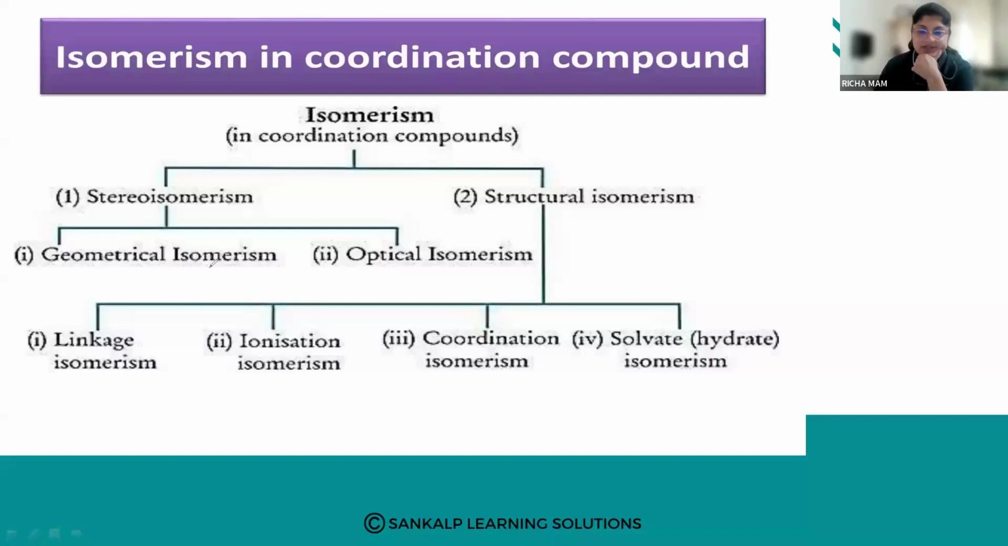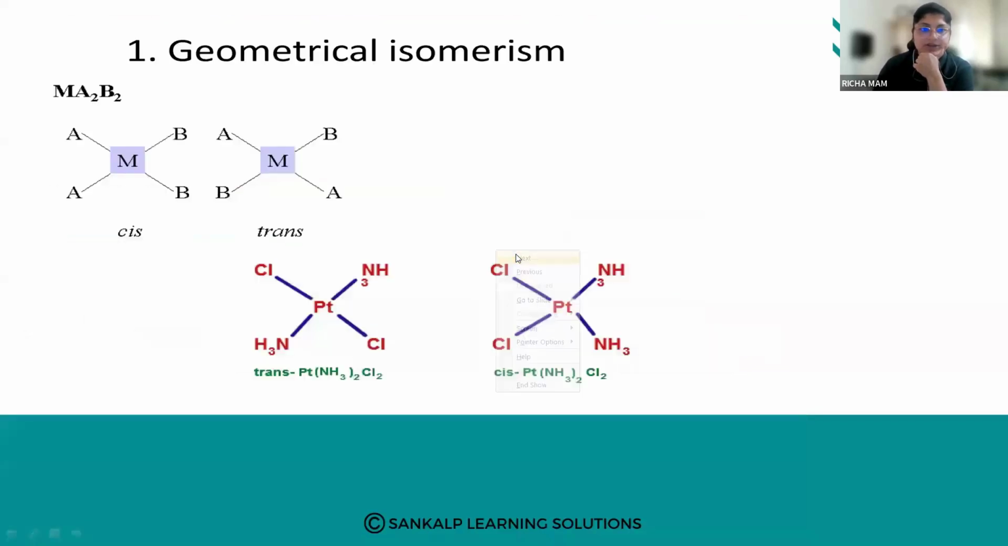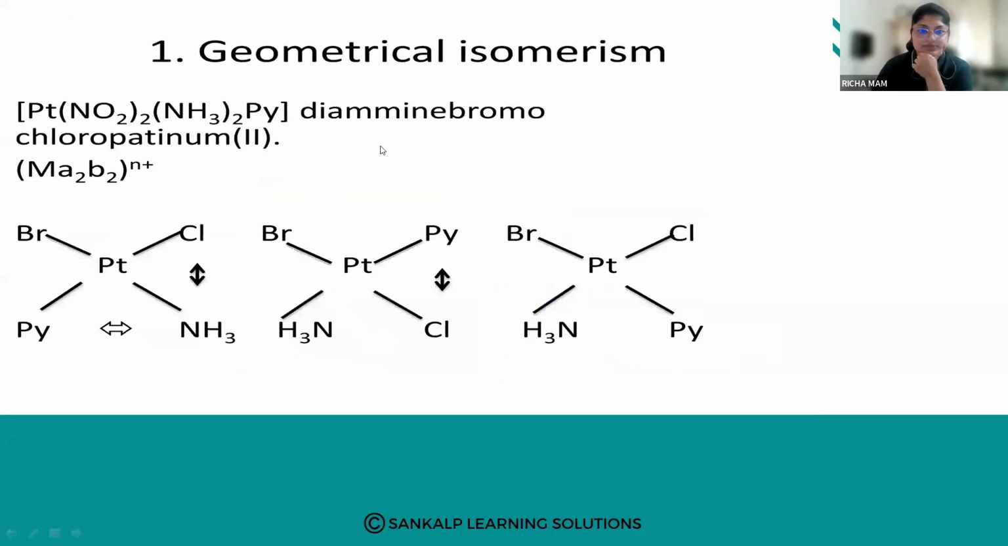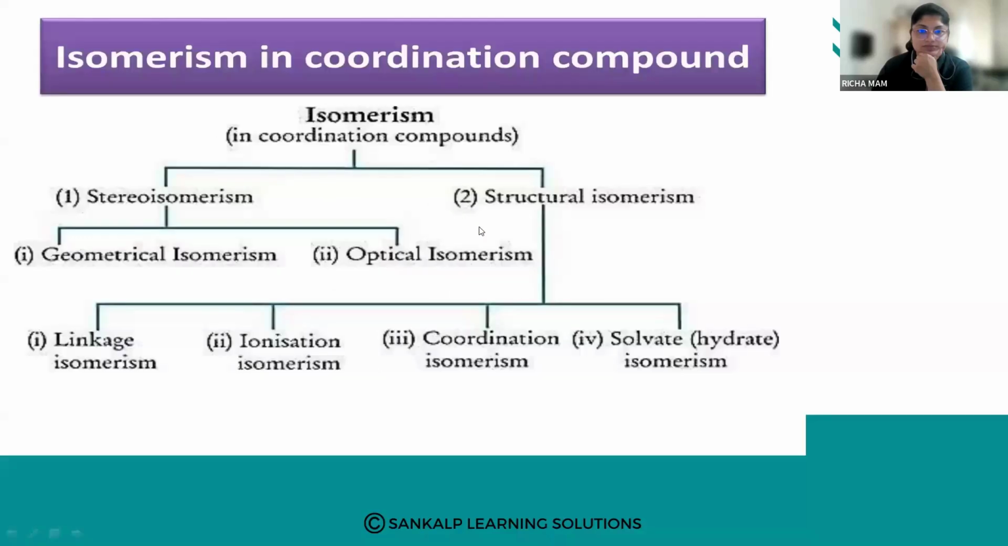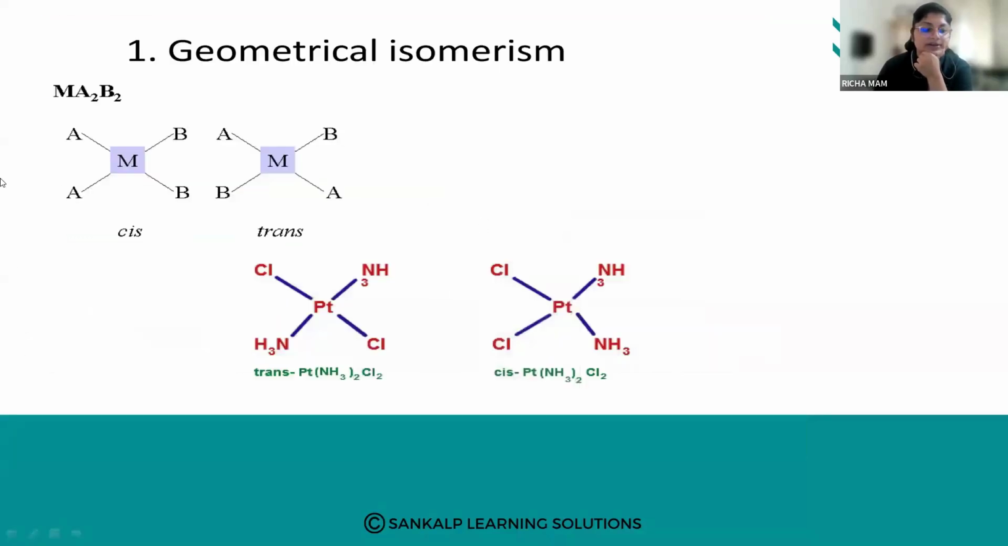So first, let us see what is geometrical isomerism. Geometrical isomerism arises due to different possible geometrical arrangements of ligands. How the ligands get arranged in different manners gives rise to geometrical isomerism.